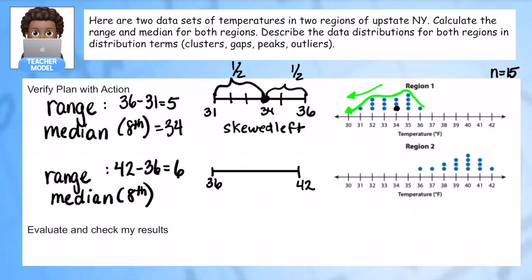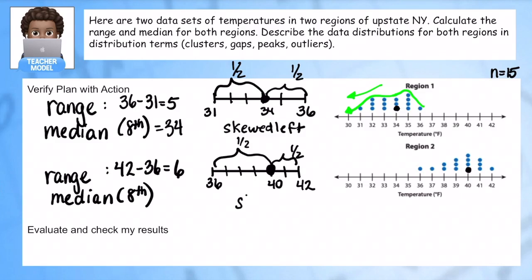Let's look at our second one. So 36, 37, 38, 39, 40, 41. Eighth number again. 1, 2, 3, 4, 5, 6, 7, 8. So 40. 1, 2, 3, 4, 5, 6, 7. So 40 is my median. And again, think about it. Half of my numbers are between 40 and 42, and the other half are between 36 and 40.